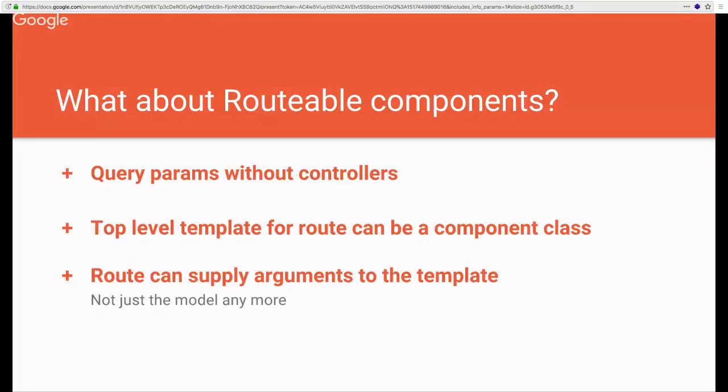So being able to do query parameters without controllers. Right now you have to use a controller to have query parameters in your URL and manage those. That's not going to be the case in the future. We are going to have the ability to assign a component as the top level template for a route. And we're also going to be able to have a route supply more than just the model to the template. Currently the route loads some data and passes that data to the template as a thing called a model. With this change, you'd be able to pass other things, so you could call it something other than a model or give it other things besides the model.